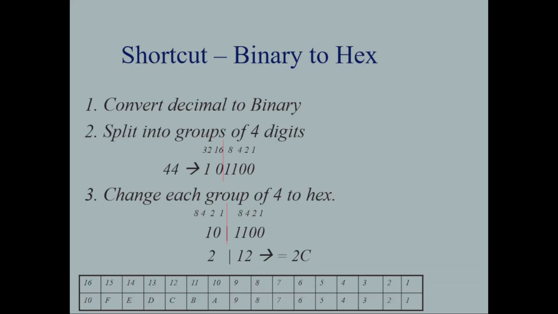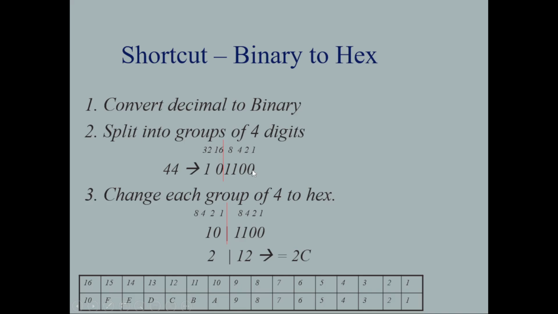You might, though, want to learn the shortcut. So the shortcut works like this. If I want to convert a decimal to hex, first I have to convert it to binary. So it works like this. If I want to convert decimal number 44, I first convert it to binary. So this is 44 in binary. Notice the groupings at the top, right, for a byte of information.